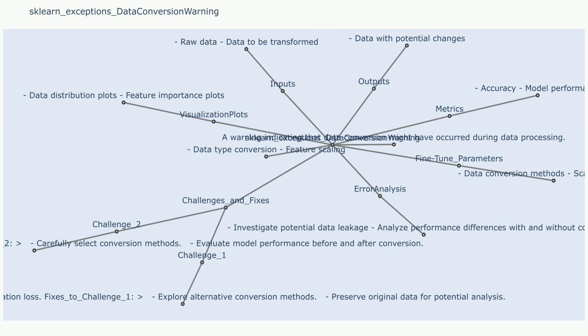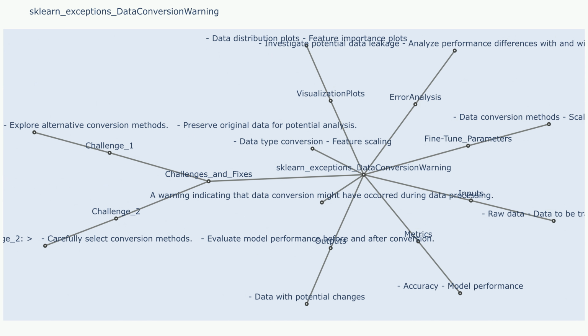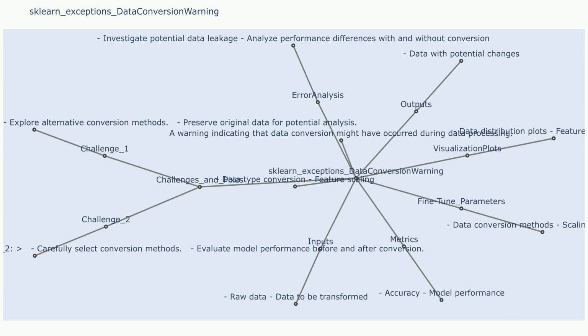Metric 2. Performance. How efficiently the model processes the converted data. Visualization plots. Visualization plot 1. Scatter plot or histogram to visualize the distribution of data before and after conversion. Visualization plot 2. Feature importance plots to see how data conversion affects the importance of different features. Parameter 1. Data type conversion method. Specify how scikit-learn should convert the data, e.g., using astype or to_numeric.